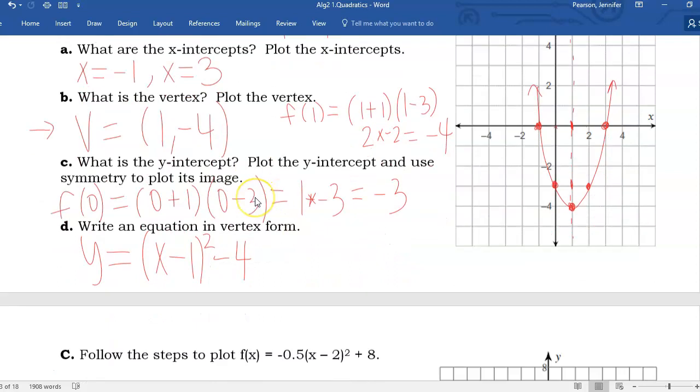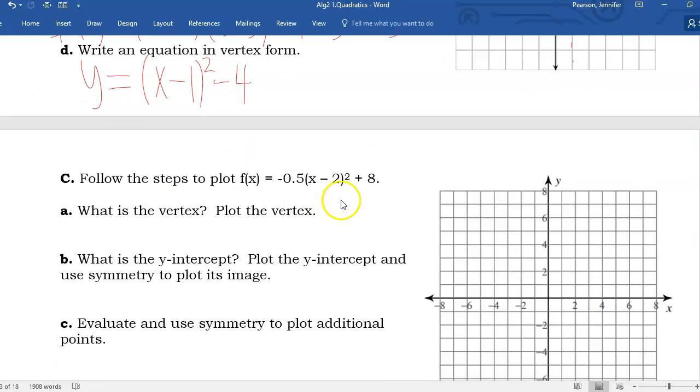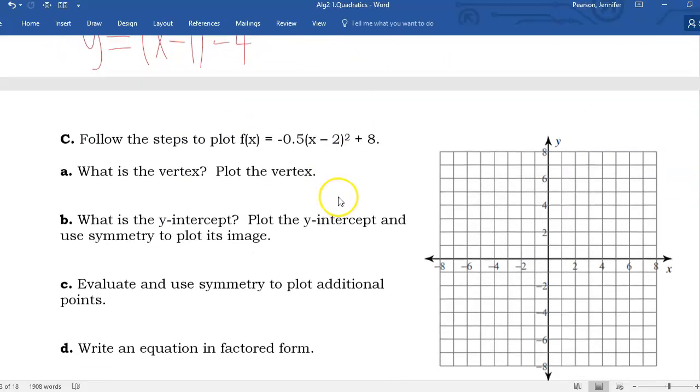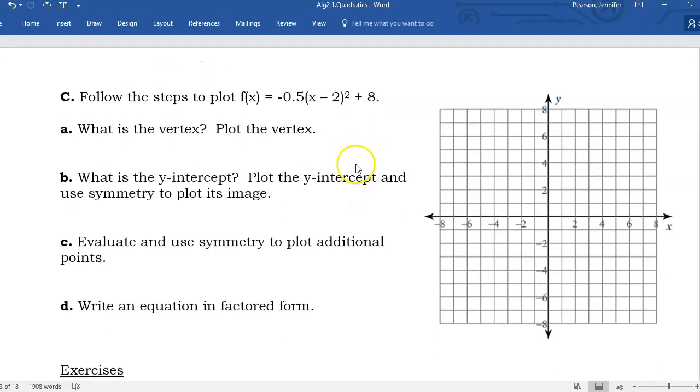Let's keep it moving. I think I got more on the next page. We're going to plot -0.5 quantity x - 2 squared plus 8. Letter A, what is the vertex? Hey, we're already in vertex form. We already have the h and we already have the k. So the vertex is going to be +2, +8. So from the center over 2, up 8, there is my vertex.